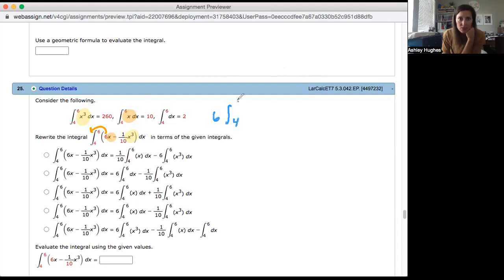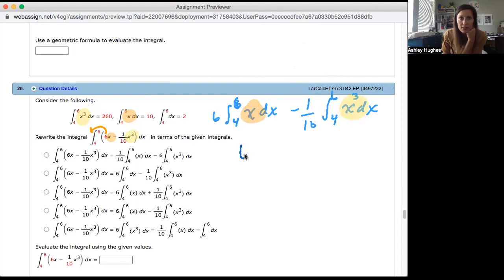So it's 6 integral 4 to 8 of x minus 1/10 integral from 4 to 6. I said 4 to 8, I don't know why. 4 to 6 x dx, x cubed dx. So I see that I had my x cubed right here. I have my x right here.